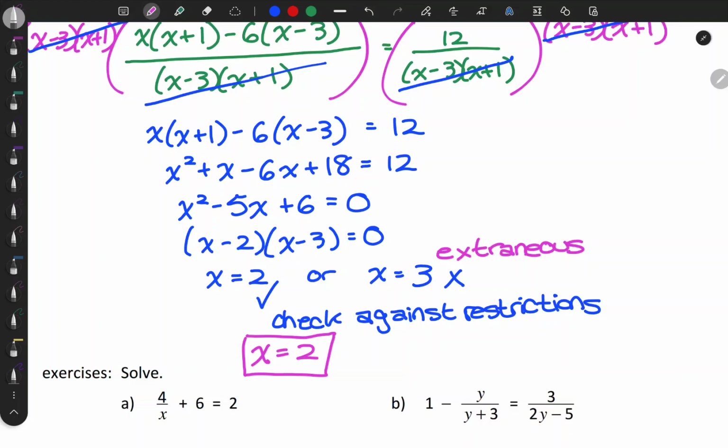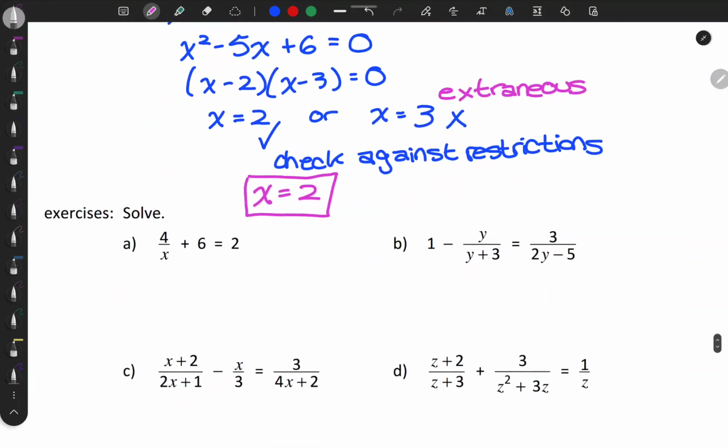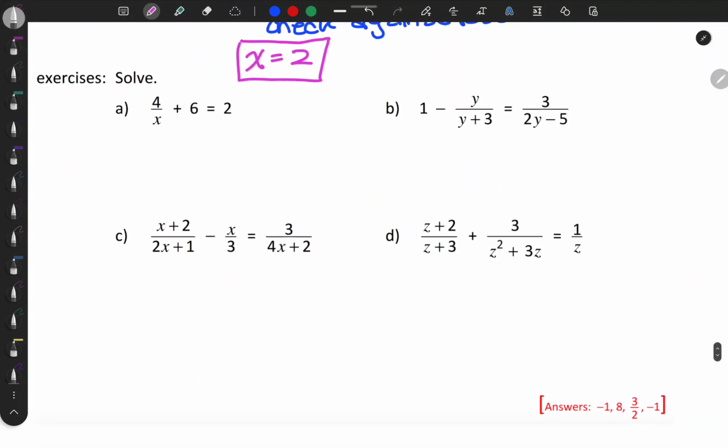All right, that seems like a good point to cut it off. There are 4 more exercises on this page. You are provided with an answer, though you don't have the steps. Try those and see how they go. Good luck.